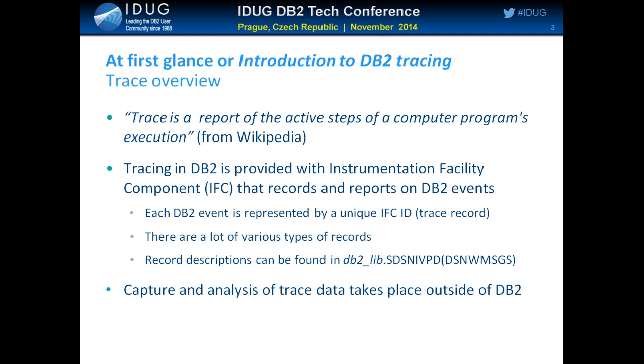And of course, since Db2 is a complicated system, there are a lot of different events. That's why there are a lot of traces. I think altogether there are around 350 different types. And if you want to get really detailed information about that, go to your Db2 library, find the library SDSNIVPD, and find this member. There you would find all the descriptions. Of course, you may also look in the manuals. I personally prefer to go directly on the mainframe.